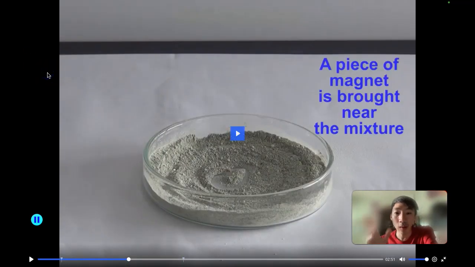At this point, you see here we have iron filings with sulfur. Is this a compound or is it a mixture? Obviously we know that it's a mixture because these two elements are not chemically combined. There's no reaction between them, and so nothing really happens. They are just mixed together, and they keep their own properties.